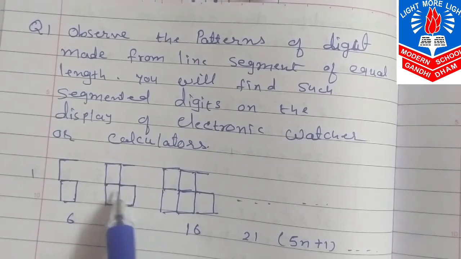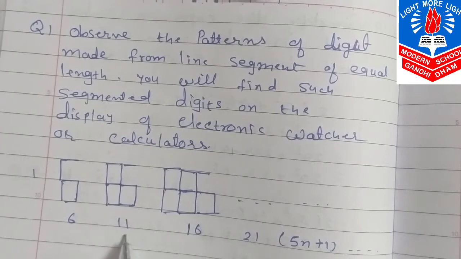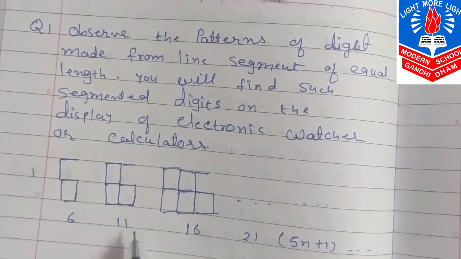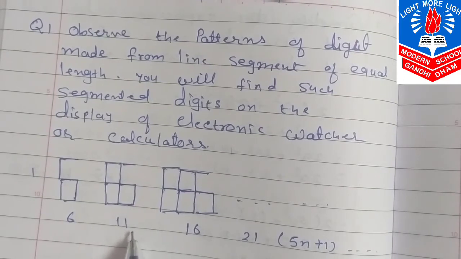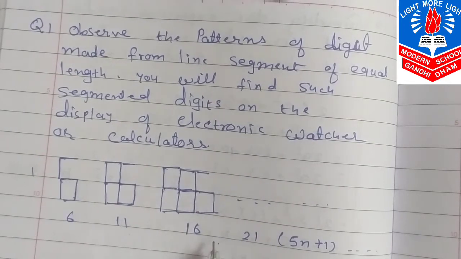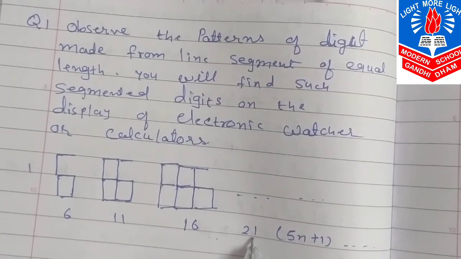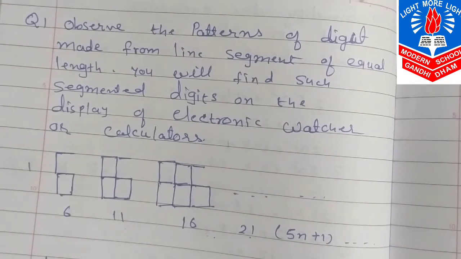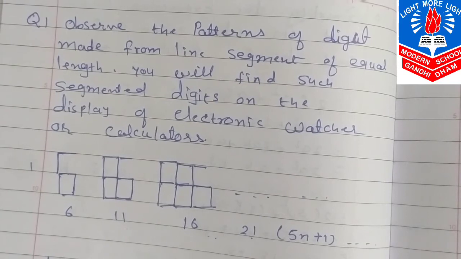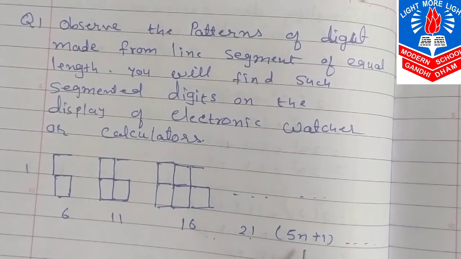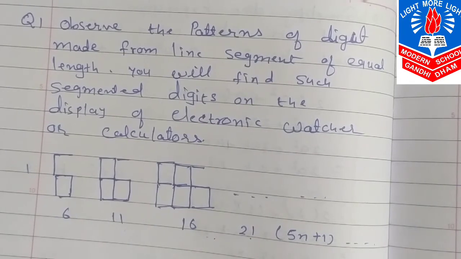Two 6s are being mixed together. And see the increase of line segments: after 6 comes 11, so 5 line segments are increased. Then after 16, here also 5 line segments are increased, and then here 21 is given, that also after this pattern has 5 line segments increase. So here one general formula is given: 5n plus 1.